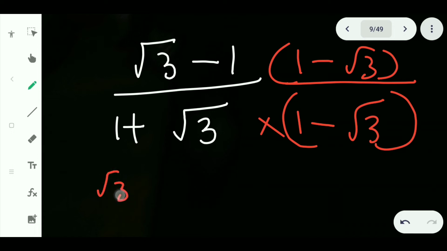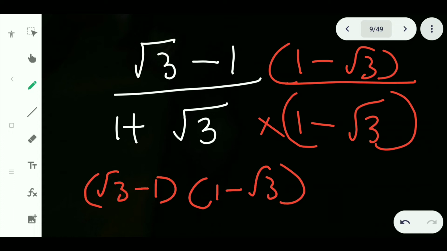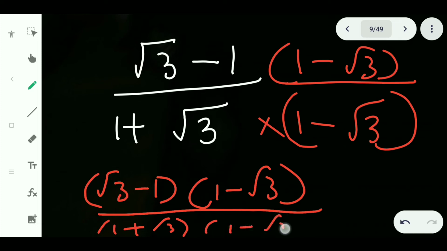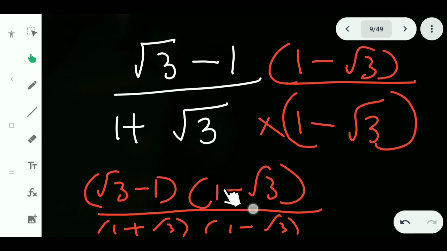root 3 minus 1 multiplied by 1 minus root 3, divided by 1 plus root 3 into 1 minus root 3. I hope you know the a plus b into a minus b formula. Yes, that's correct, a square minus b square. Before going into that, let us solve the numerator first.